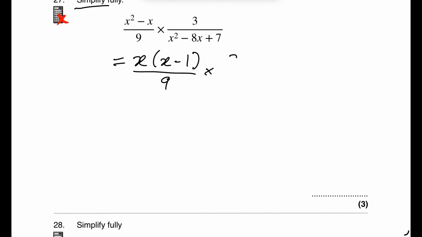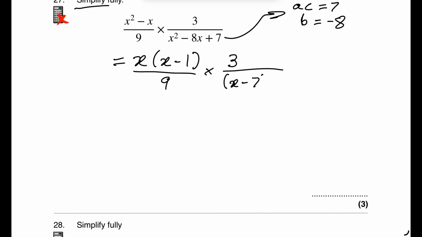Then we multiply by 3 over, and then we can factorise this quadratic here. Now, we need two numbers that multiply to give 7 and add to give negative 8. So that would be negative 7 and negative 1. So we have x subtract 7, x subtract 1. Right, now we can do our fraction multiplication and see where it takes us.